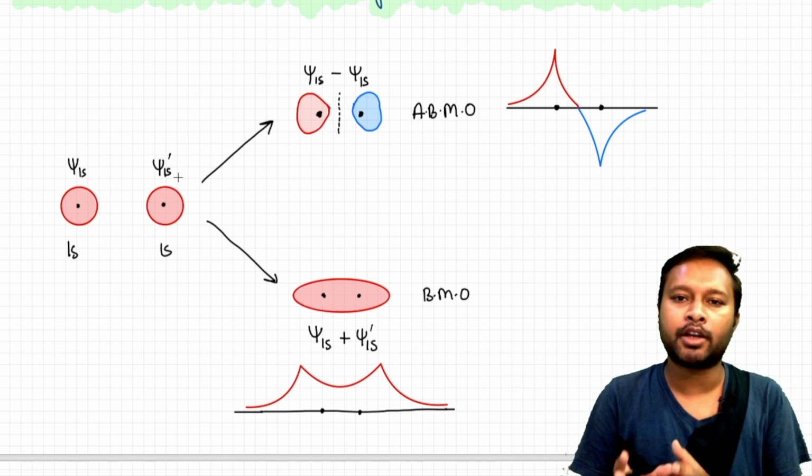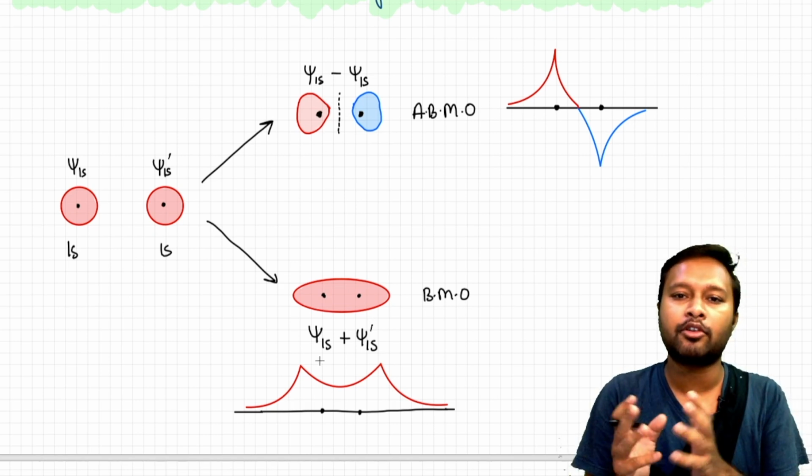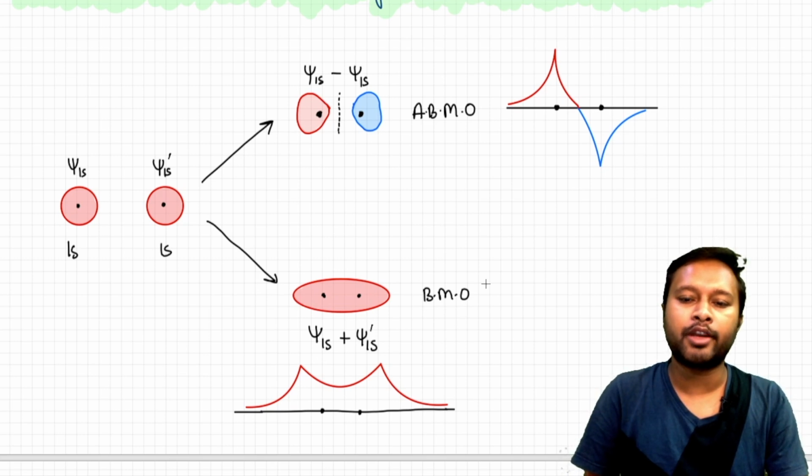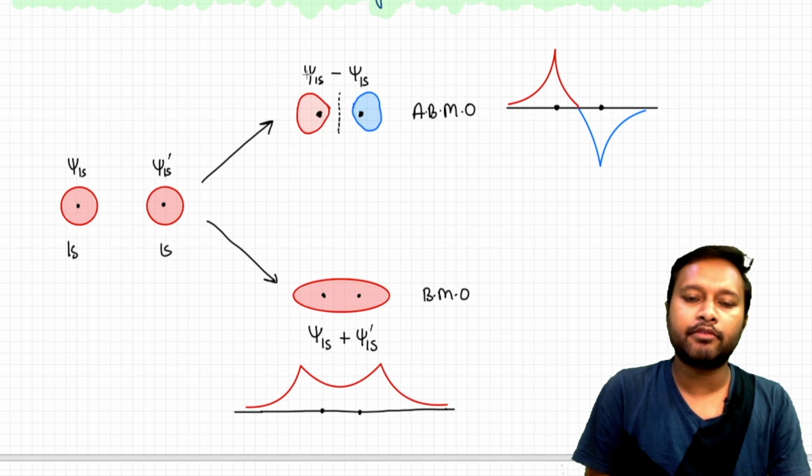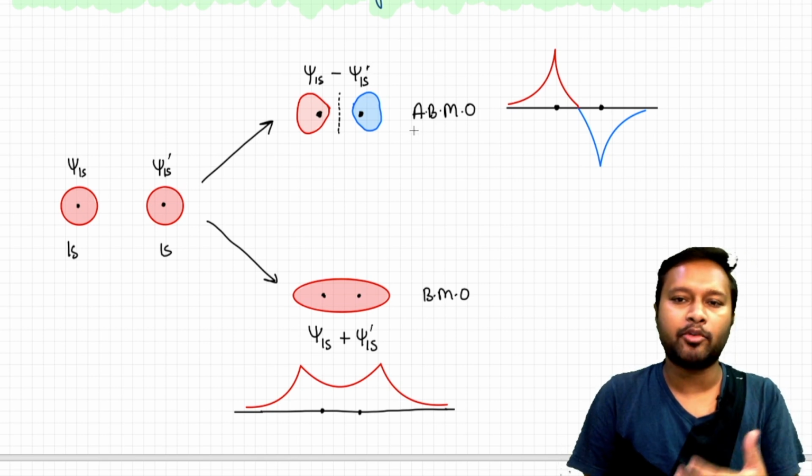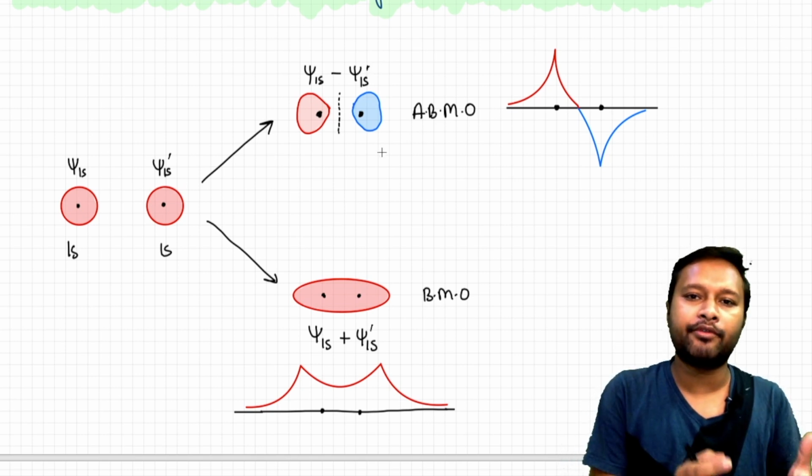When they form a constructive overlapping or constructive combination, they give a bonding molecular orbital because its energy will be lower. The other one will be psi1s minus psi dash 1s. In this case they form an anti-bonding molecular orbital. Now how is the wave function going to look?